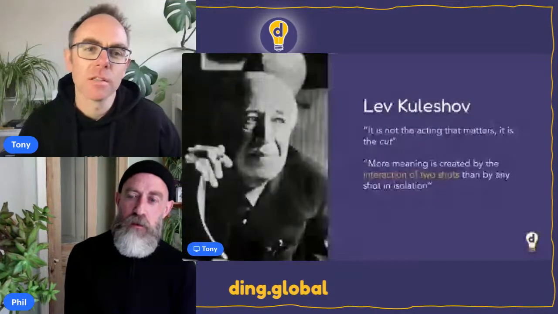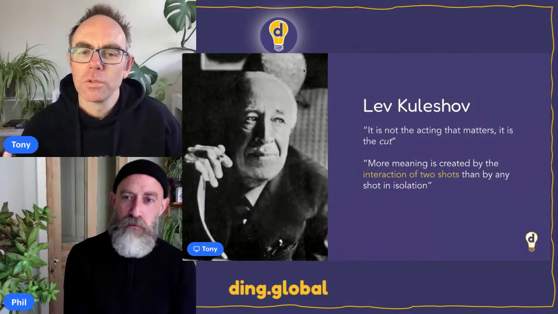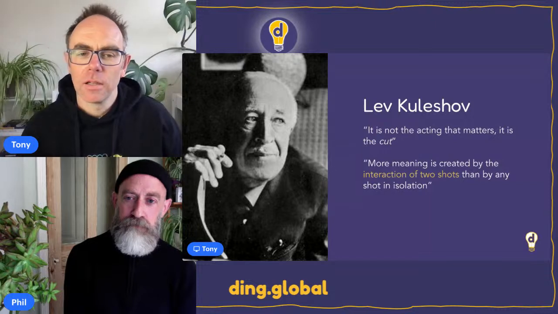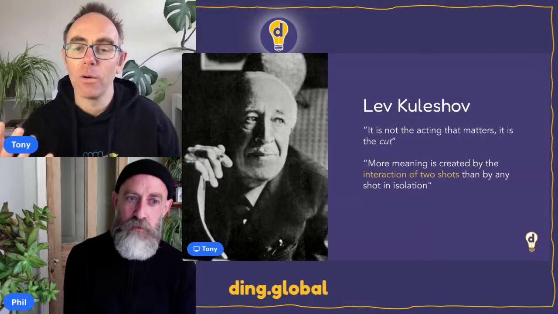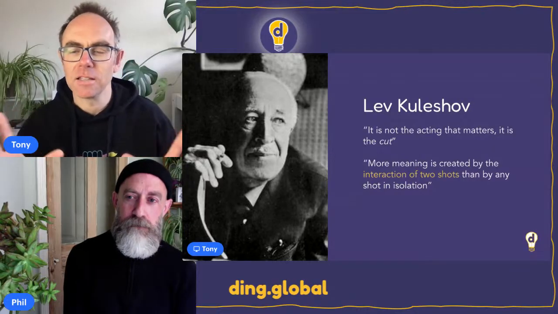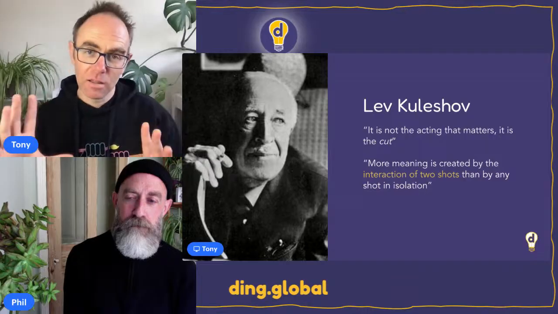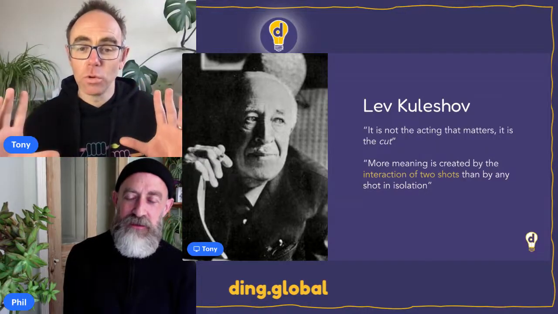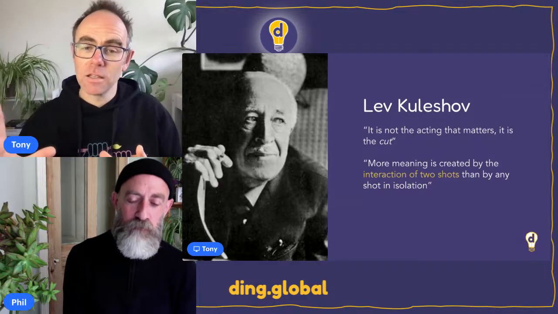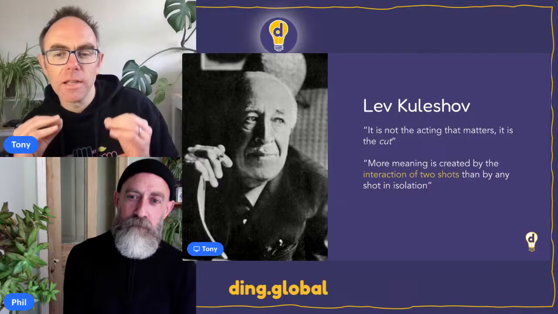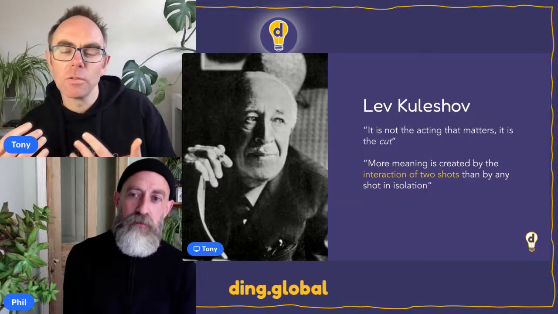So, what I thought would be helpful is to spend a minute or so explaining what the Kuleshov effect is, first of all. Lev Kuleshov was a Russian film editor in the early 20th century, and he was very much focused on the power of editing. He said it's not the acting that matters in a film, it's the cut, and that all the acting was subordinate to the editing, and you could change the meaning of the acting deliberately through the editing. And he said more meaning is created by the interaction of two shots than by any shot in isolation.